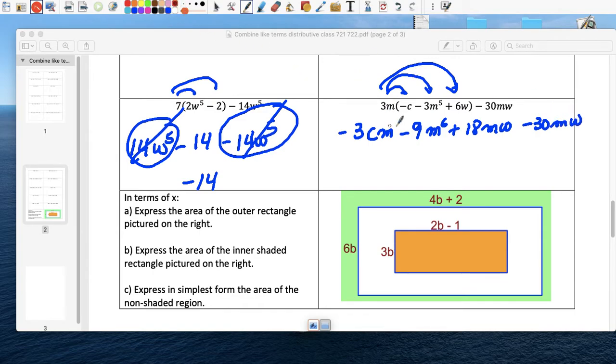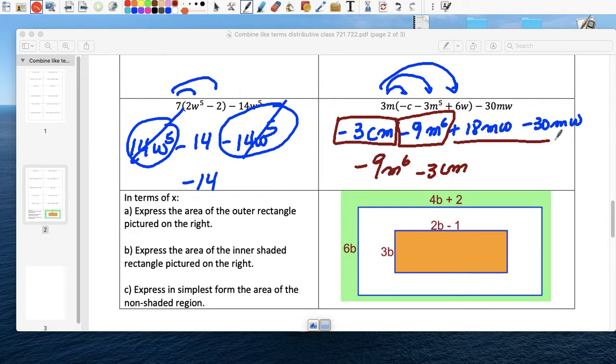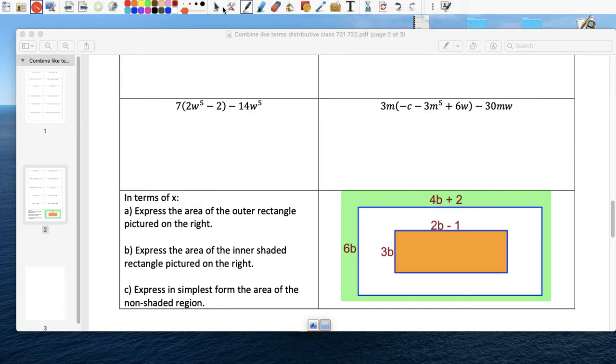Combine like terms. Not this guy. This guy I'm going to put way in the front. Negative 9m to the 6. And then this guy, minus 3cm, is not combining with anybody, right? And then these two I can combine. They're both MWs. So that's going to give me negative 12 MW, right? Because 18 minus 30 is negative 12. And that's that. The last question is a little bit different.